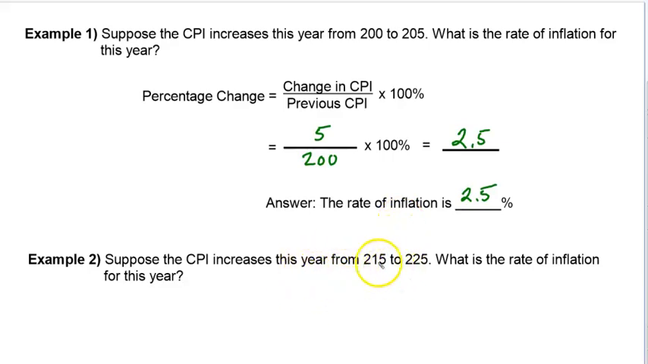Here's another example. This time the CPI changed from 215 to 225. That's 10 points positive, and then divided by the original, which is 215, multiplied by 100%. And we end up with a rate of inflation of 4.7%. You can do all your rounding in this lesson to the nearest tenth. So that's how we can determine the rate of inflation given the change in the CPI.